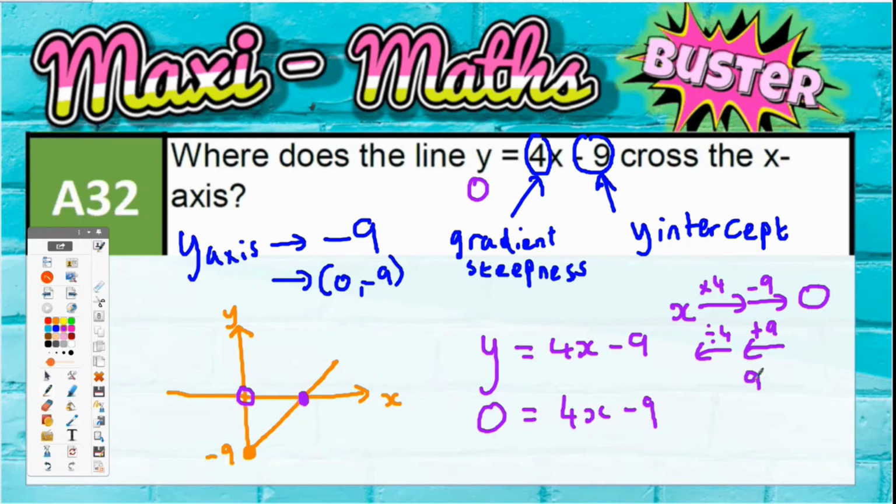0 add 9 is 9. And 9 divided by 4. Well, if you just grab a calculator to work that out, 9 divided by 4 is actually 2.25. So what that means in terms of the diagram is that this point here would be 2.25 along and it would be 0 up. So if you wanted that as a coordinate, it crosses the x-axis at 2.25, 0.